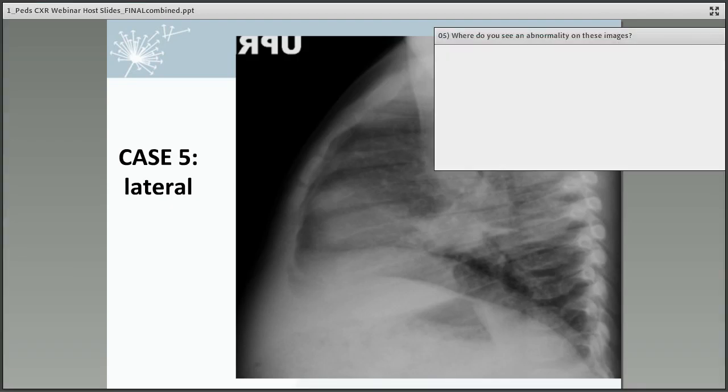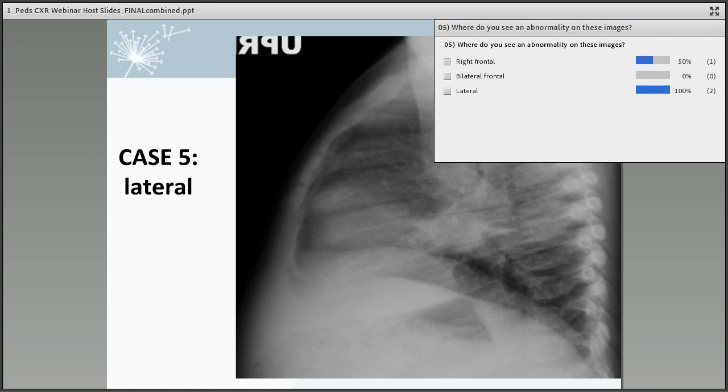Polling questions asking you again to interpret the radiographic findings. Where are you seeing abnormalities? Right frontal, bilateral frontal, lateral, and what do you think, Dr. Vu?